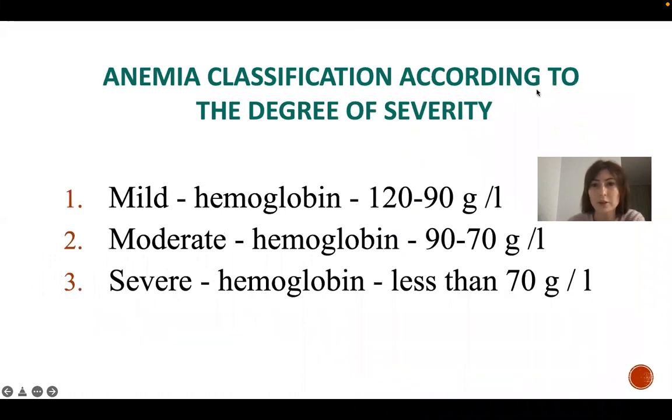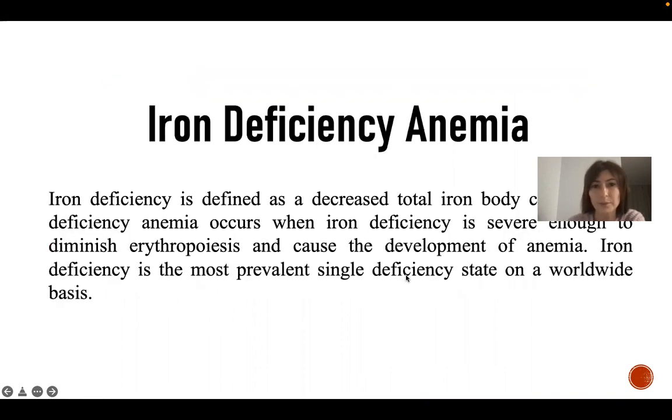Anemia classification according to the degree of severity. First, mild. Hemoglobin is 120 to 90 gram per liter. Moderate. Hemoglobin is 90 to 70 gram per liter. And severe. Hemoglobin less than 70 gram per liter.